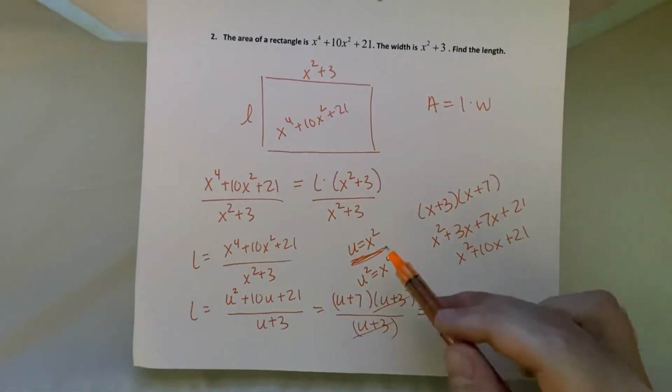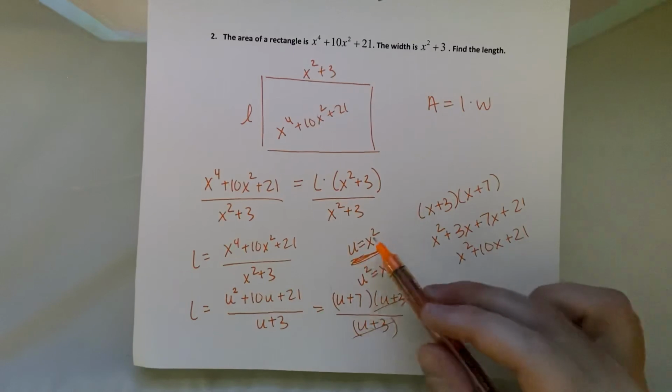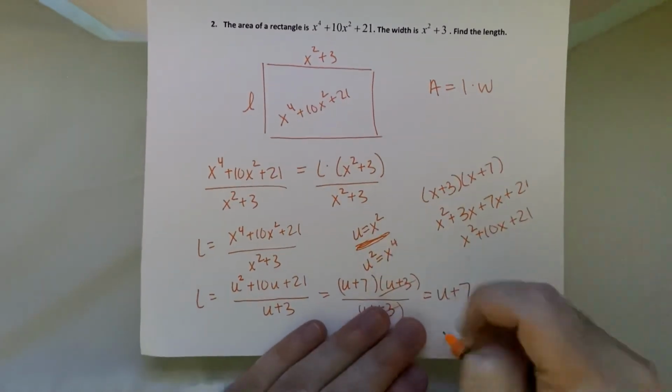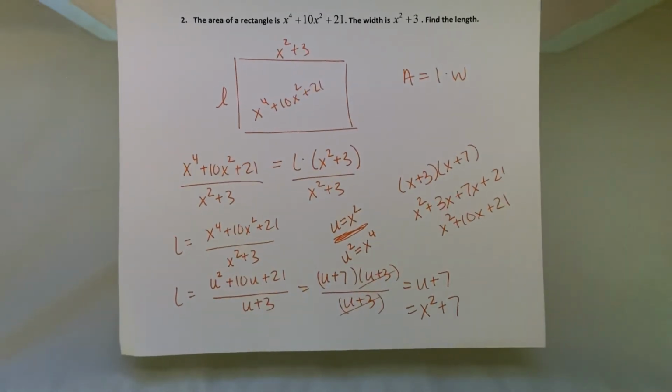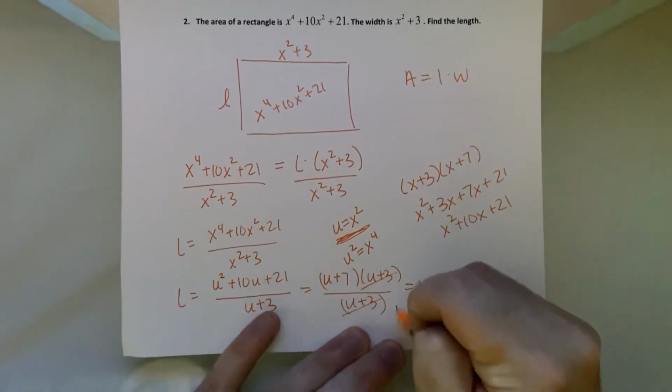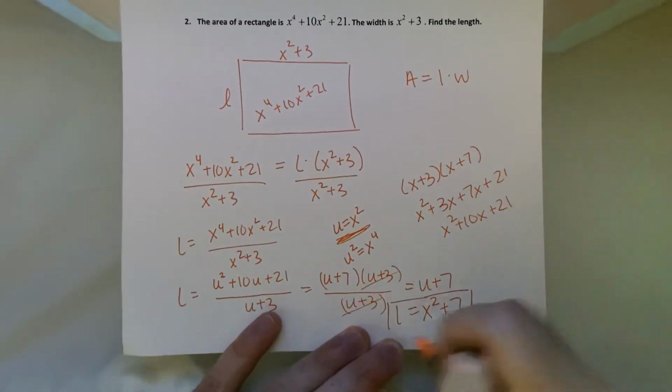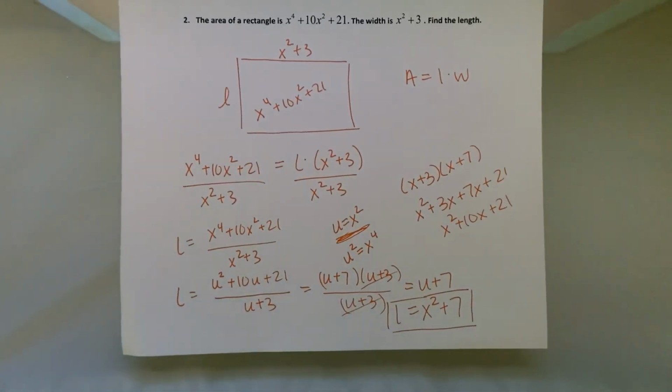Now I didn't start the problem with a u, so I can't finish it with a u. What was u originally? It was x squared. So this gives the idea that you can kind of factor the same way we normally factor, even when the variables are larger exponents than you've seen before. So our length here is x squared plus 7. And that is all for 6.1.